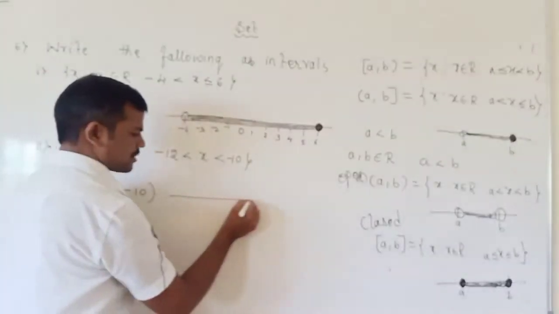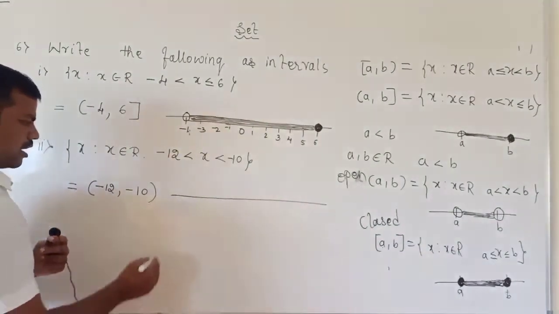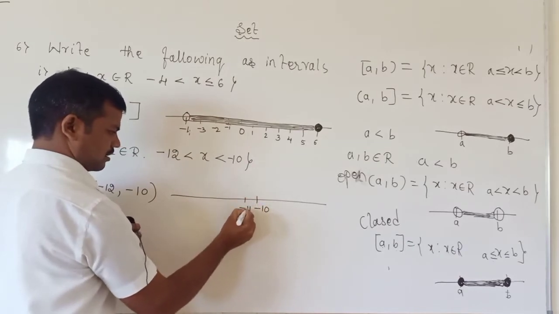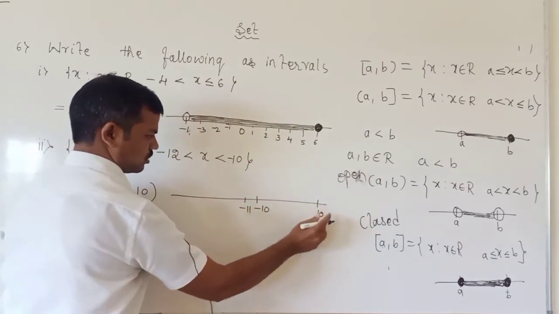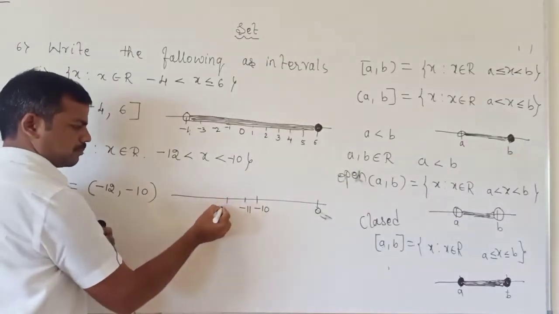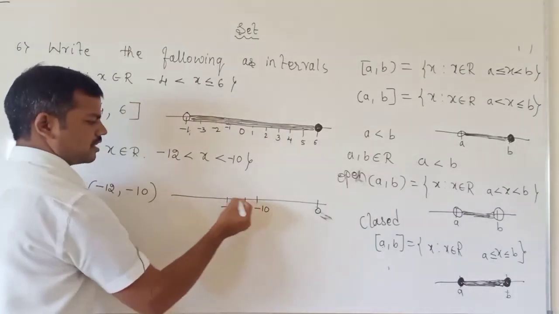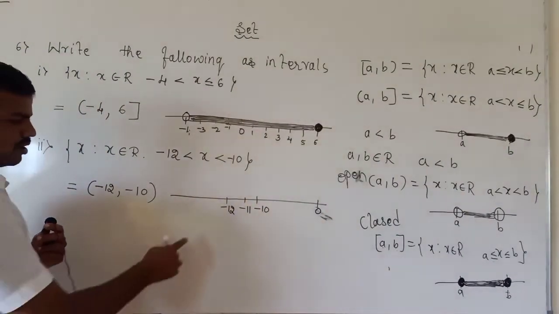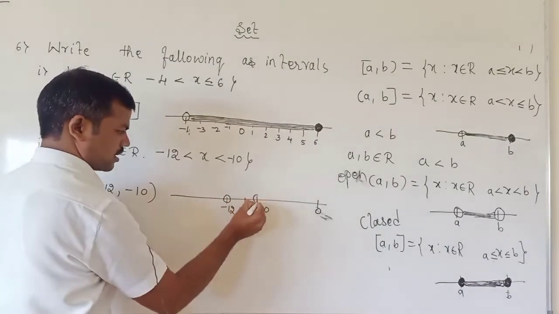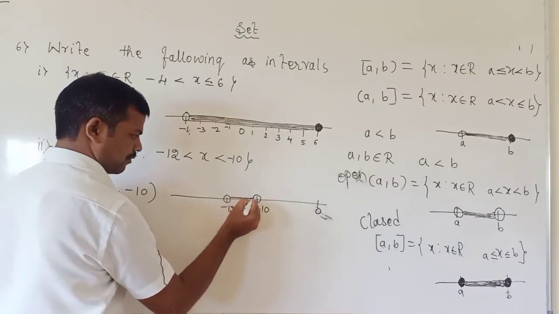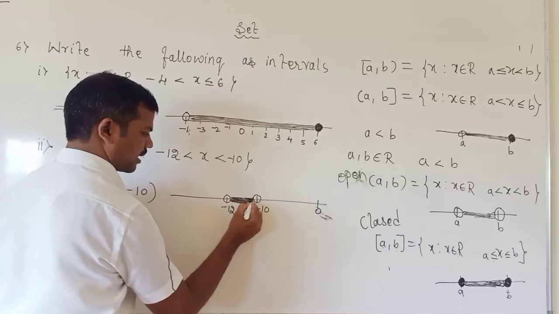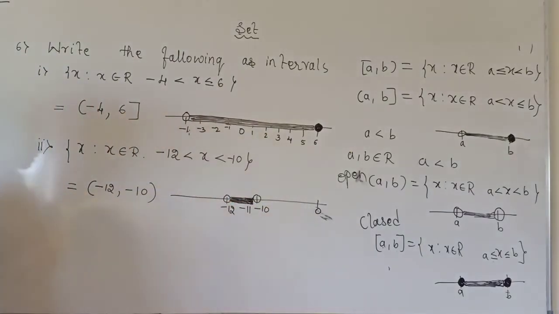So then how do we represent this in a diagrammatical form? Suppose we have minus 10, minus 11, and here we have 0. Next we come to minus 12. In between these two we have to collect minus 12 to minus 10. Are both included? No. So which type? Open circle. In between that we have to include. This is how we represent that in a diagrammatical form. Like this we have to represent.